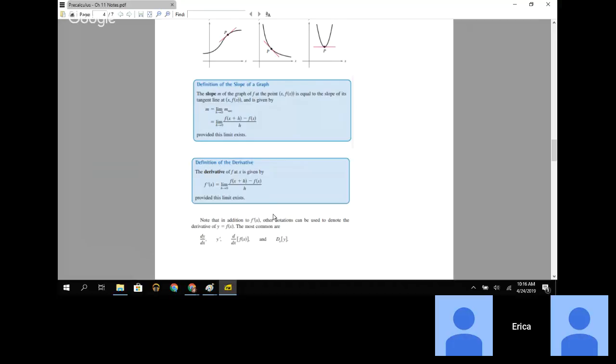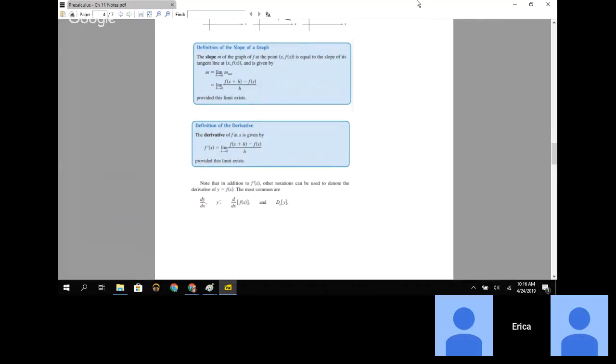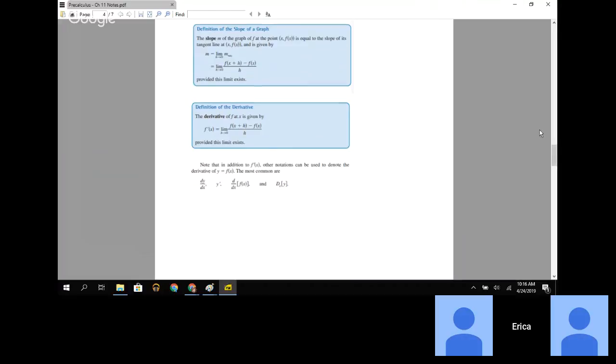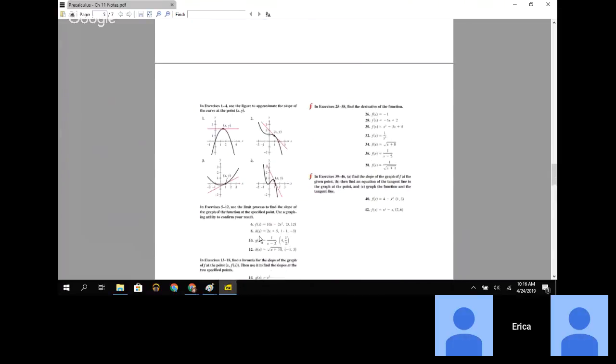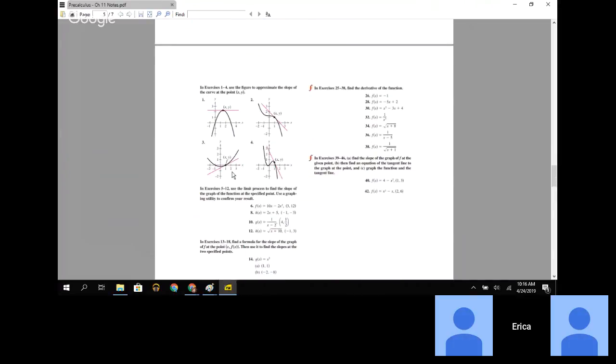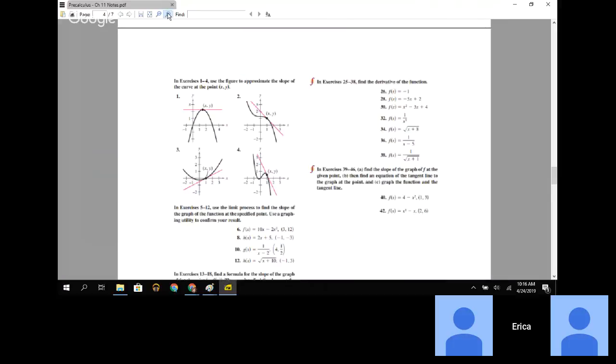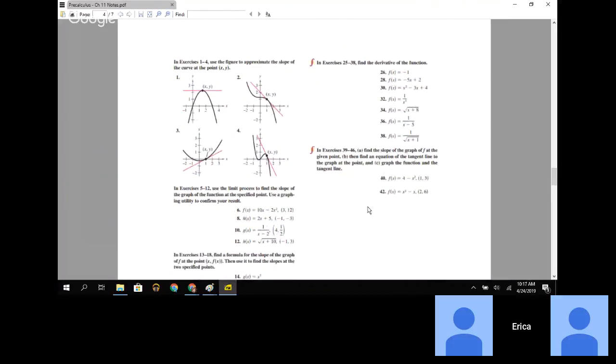Okay. So that's kind of the general definition. The idea behind it is that we're going to start off kind of slow. That's how the book works, right? They start off and build up to finding the slope and then the derivative, which is basically the same thing. So let's zoom in a little bit.